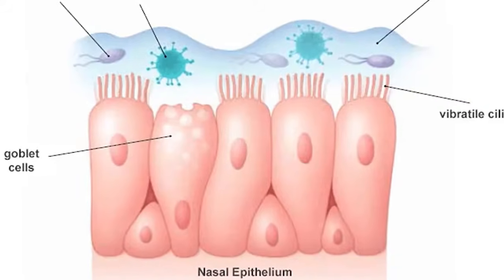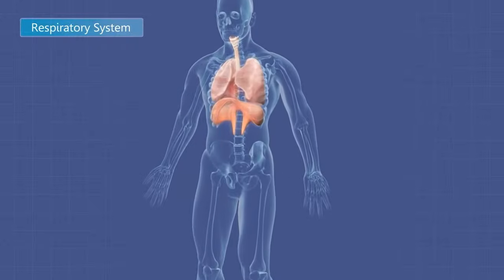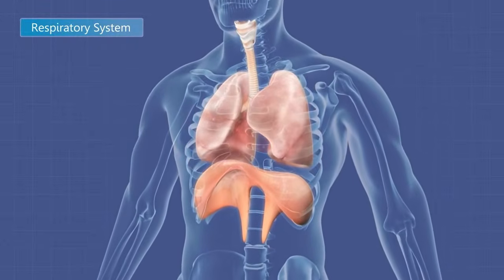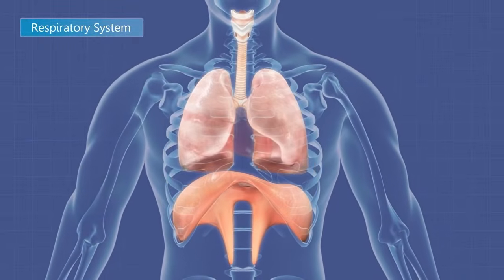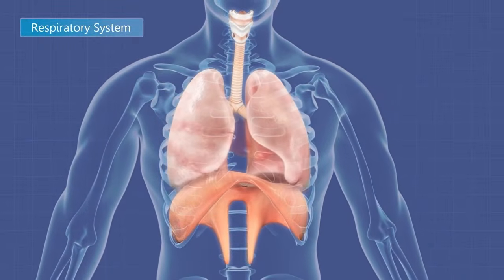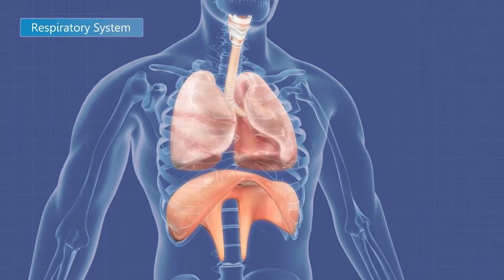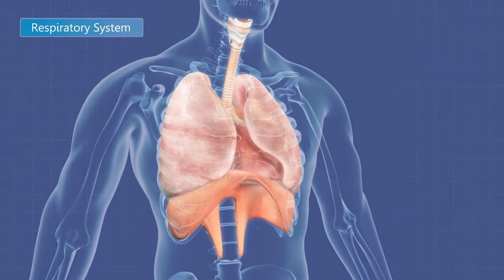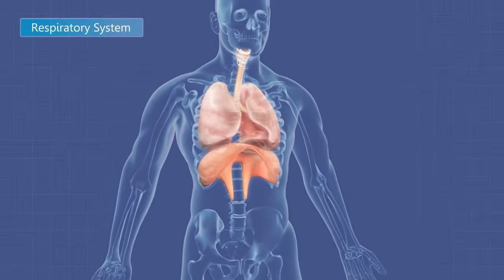The nasal cavity has several functions. It warms and moistens the air that is breathed in, which helps to keep the respiratory tract moist and prevents the mucosa from drying out. It also filters the air, removing dust, pollen, and other particles that may be harmful to the body. The cilia help to sweep these particles out of the airway and prevent them from entering the lungs.